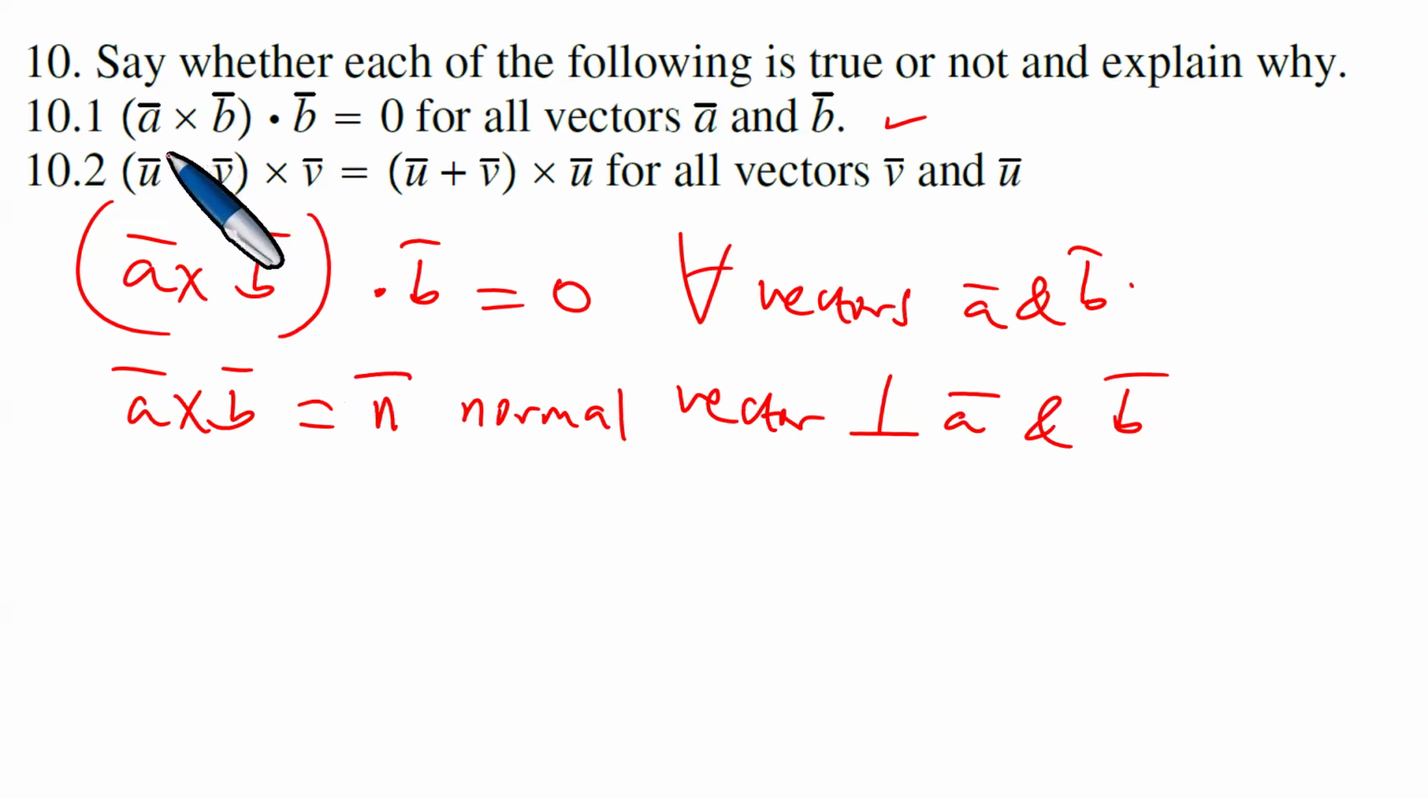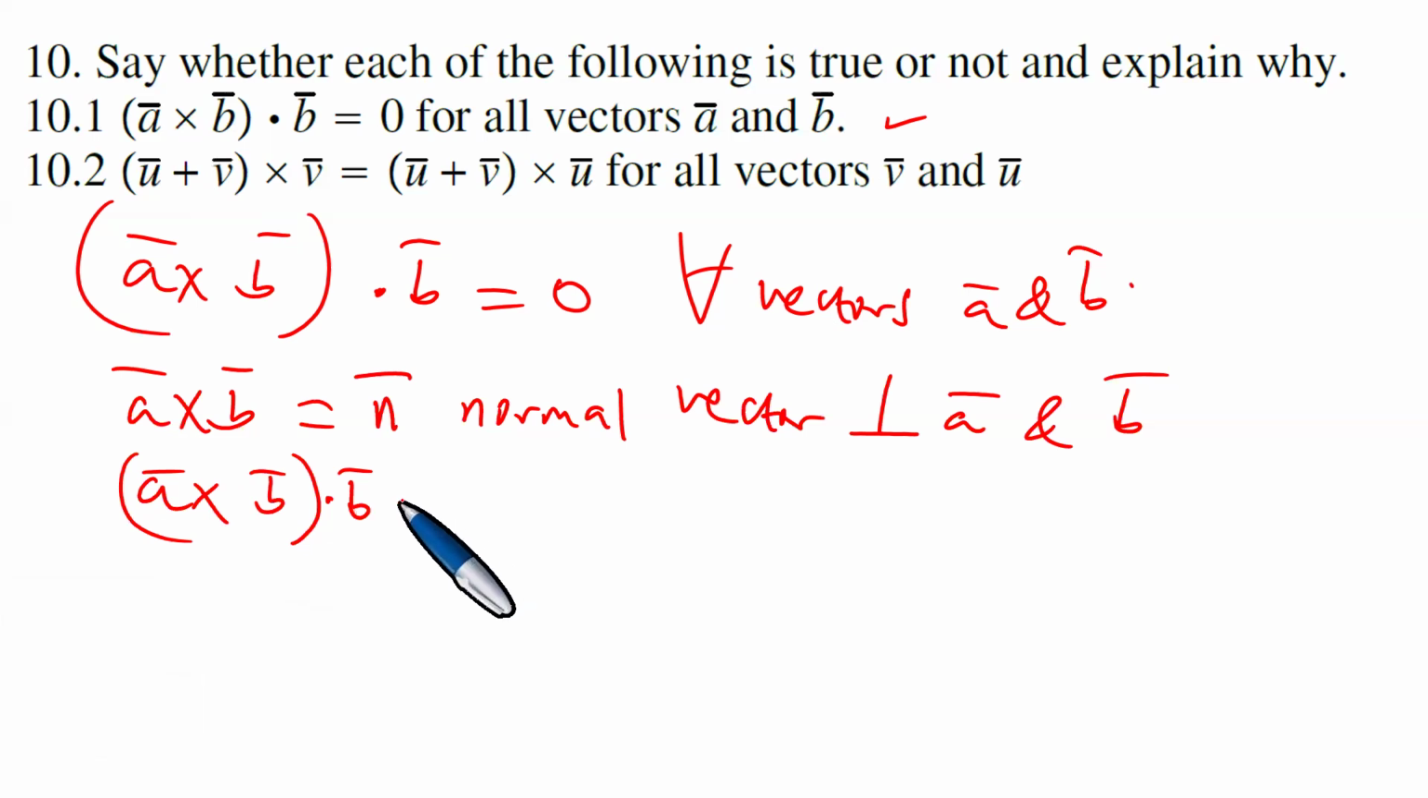So because of this, if you say vector A cross vector B dot B, we're having a situation where the vector product is a perpendicular vector with the B. Okay, so a vector perpendicular to B would have zero dot product. Why? The reason for this is simply because orthogonal vectors have a zero dot product.